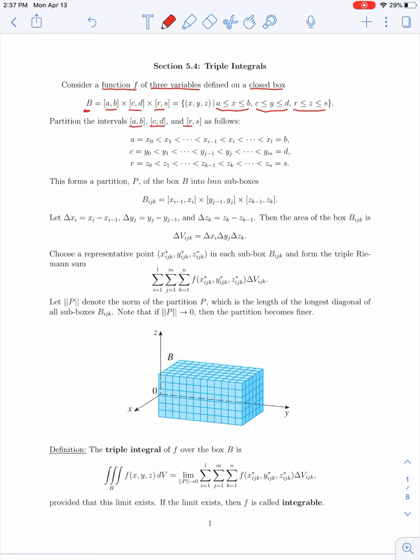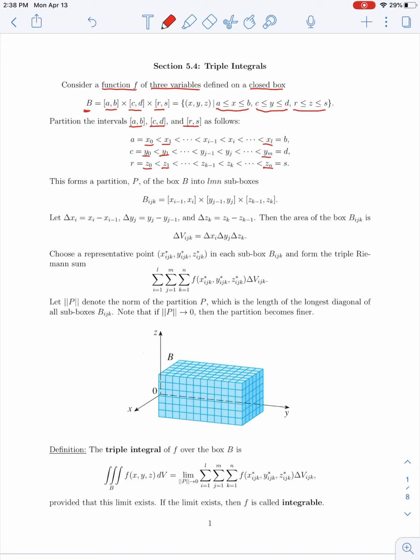Just like we did for double integrals over rectangles, we could partition each of these intervals by choosing partition points x0, x1, x2, and so on, up through xl, that lie within the interval from a to b. We could choose y values, y0, y1, and so on, up through ym, that lie within the y interval from c to d. And we would choose z values, z0, z1, and so on, up through zn, that lie in our z interval from r to s.